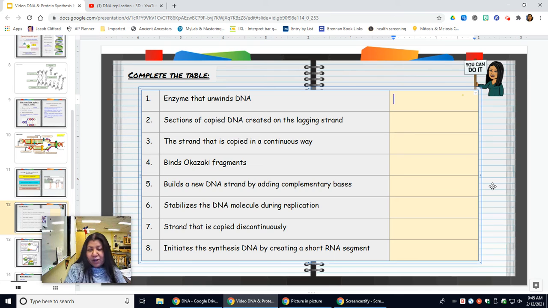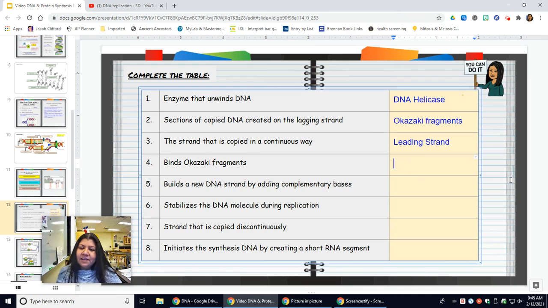The enzyme that unwinds DNA, we know that's DNA helicase. Sections of copied DNA that's created on the lagging strand, those are my Okazaki fragments. The strand that is copied in a continuous way is my leading strand. Binds Okazaki fragments: DNA ligase. Builds a new DNA strand by adding complementary bases, that's my DNA polymerase.